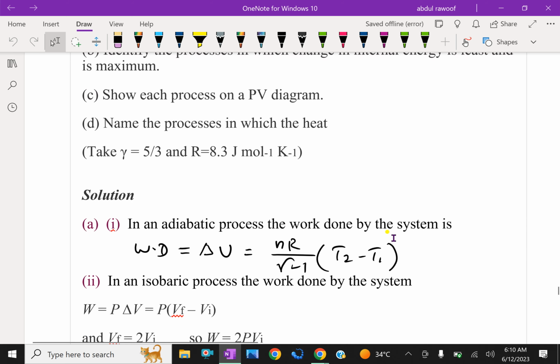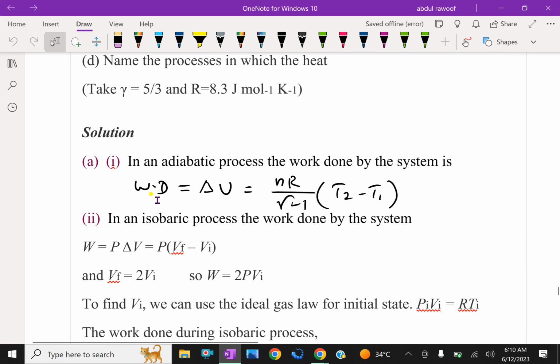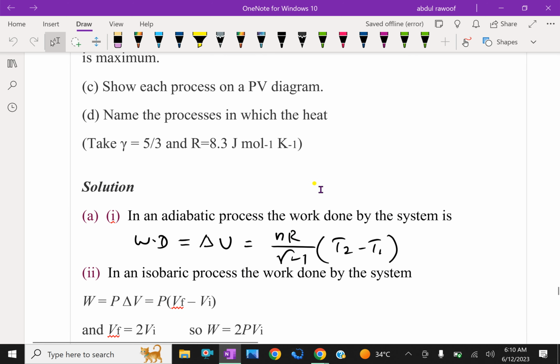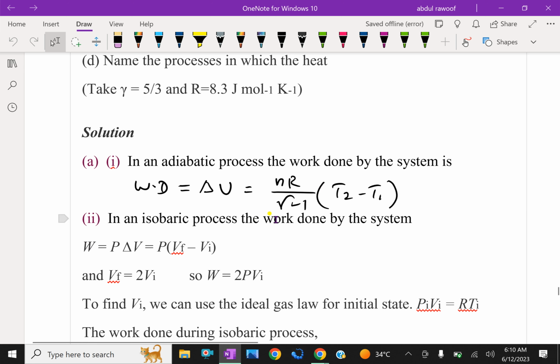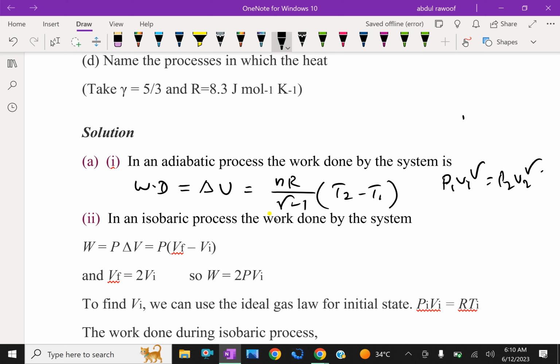Take these constants. In an adiabatic process, the work done by the system is W equals nR over gamma minus 1 into T2 minus T1. Here, the adiabatic relation is P1 V1 to the power gamma equals P2 V2 to the power gamma. We have to use these values of gamma, P and V.